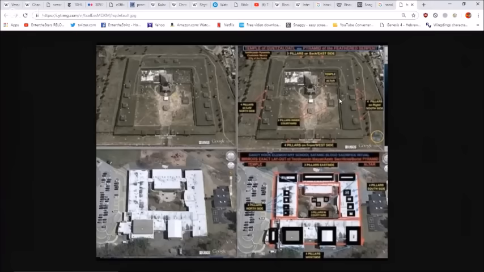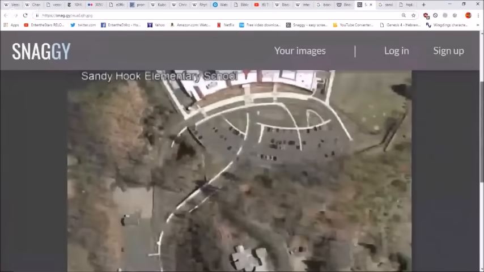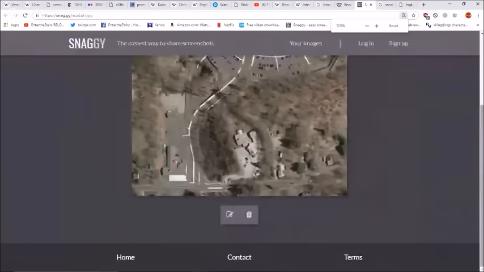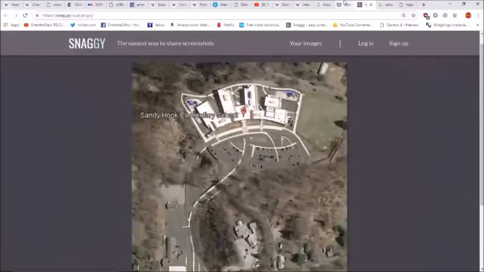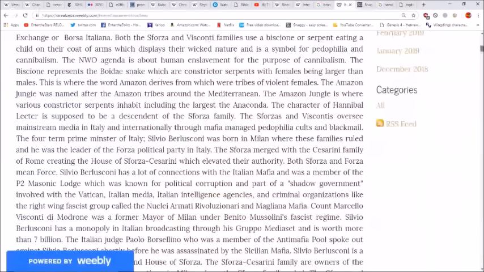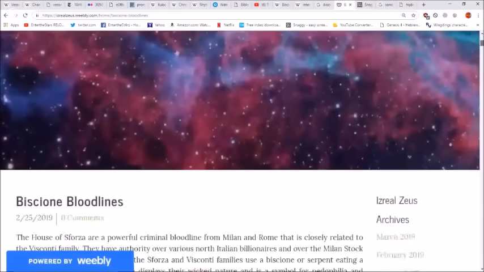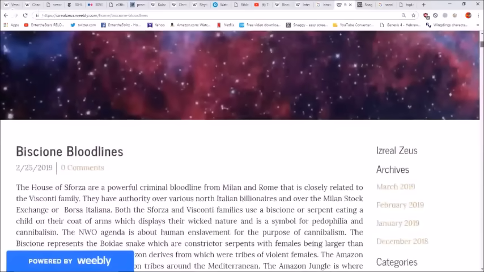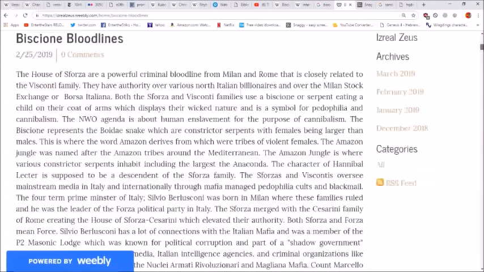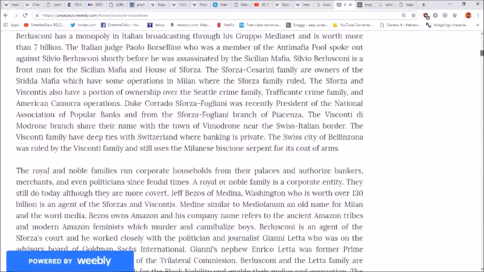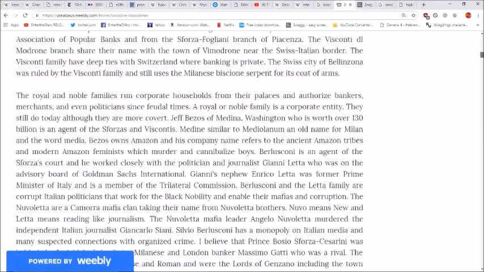Everybody thought we were crazy because we were comparing this to that. And now it has been transformed into a crowned serpent, relating very closely to a local family that actually controls the media. According to this Bishoni Bloodlines blog here that was uploaded, looks like February 25th, 2019, so not too long ago. This is interesting. All this is coming to fruition, and it's built right into the floor, into the layout of the actual school. I promised I was going to keep this short.